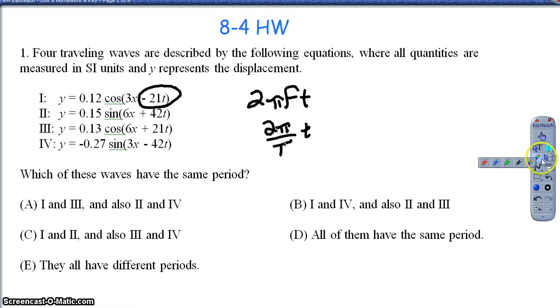So don't overcomplicate this question. I actually don't have to solve anything to get this. I just have to look at this and see which ones have the same coefficient. I'm not worried about if it's positive or negative, just looking at those numbers. So 1 and 3 both have a coefficient of 21. 2 and 4 both have a coefficient of 42. Those would have to have the same period. So my option is A, right? Those both have the same period.